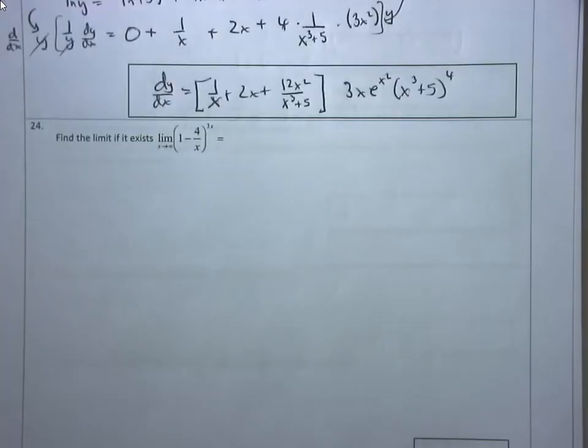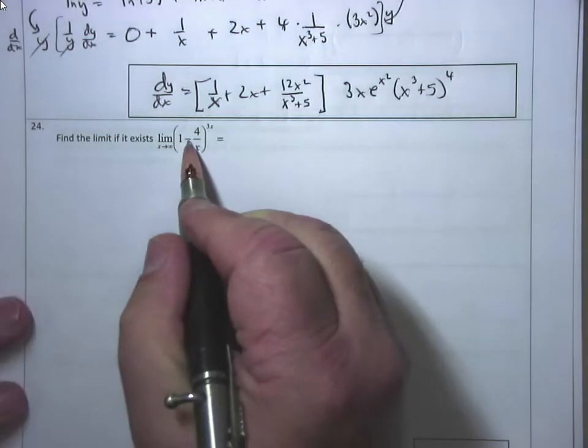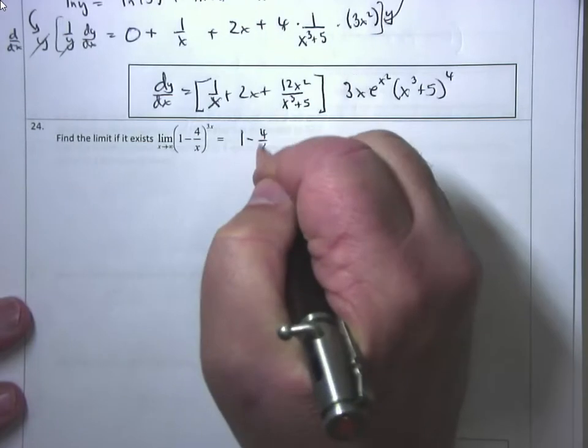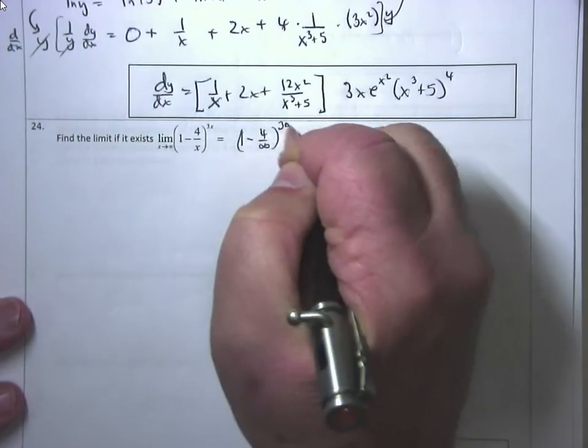Here's a classic one. Key to math is catch a pattern. There's a pattern to these guys. All right, take the limit if it exists. Take the limit as x approaches infinity of (1 minus 4 over x) raised to 3x. When I plug it in, I get (1 minus 4 over infinity) raised to 3 times infinity.